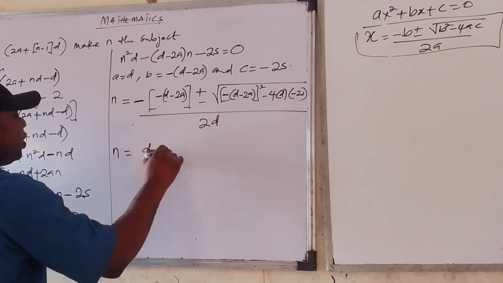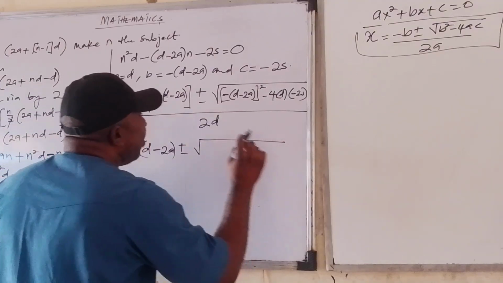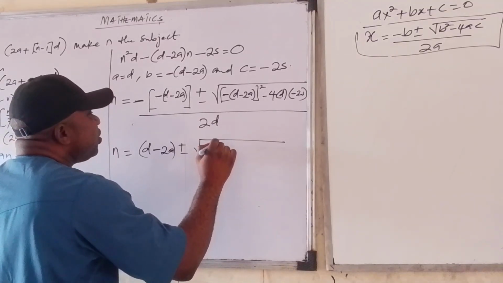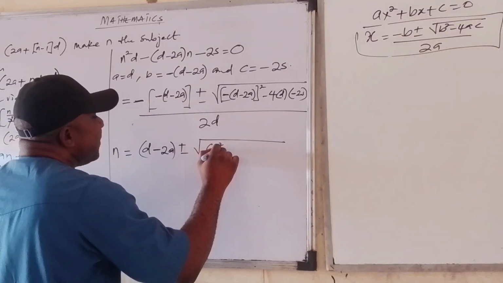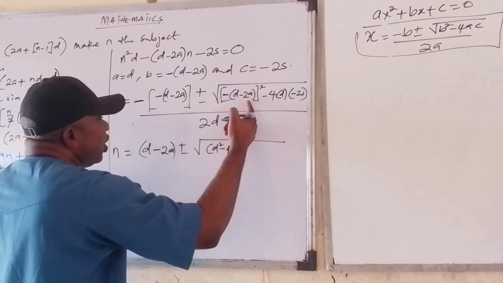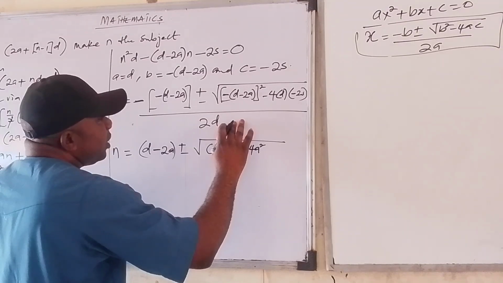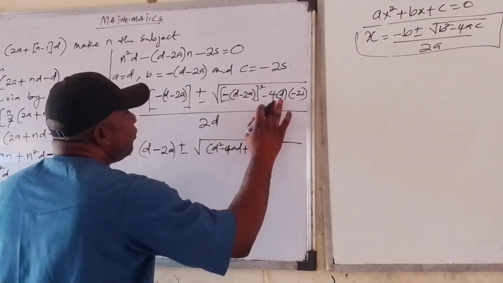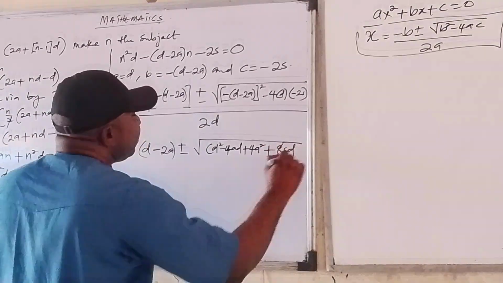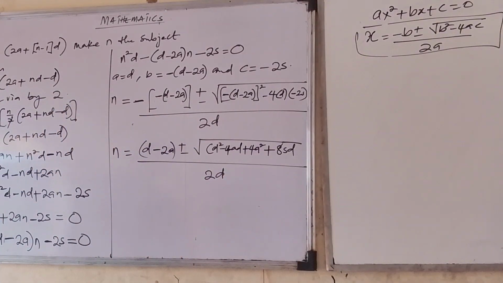We have d minus 2a plus or minus the square root of, now this square will change this minus to plus. So it means here we'll be left with d squared minus, we have 4 times this, that is 4ad, plus 4a squared. Then here we have plus 4 times d times this, that will give us 8ds, all over 2d.